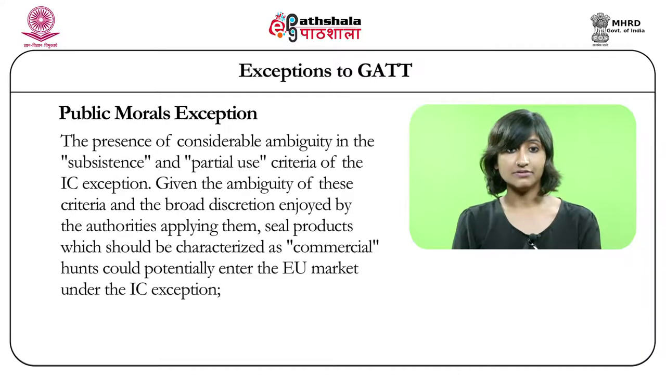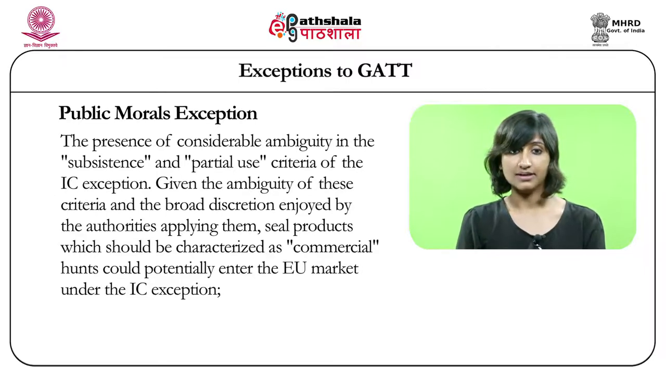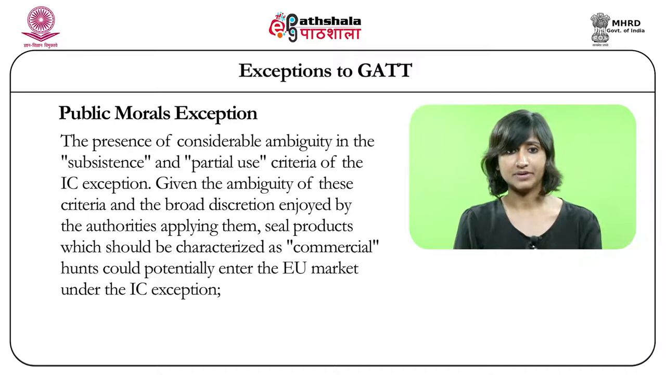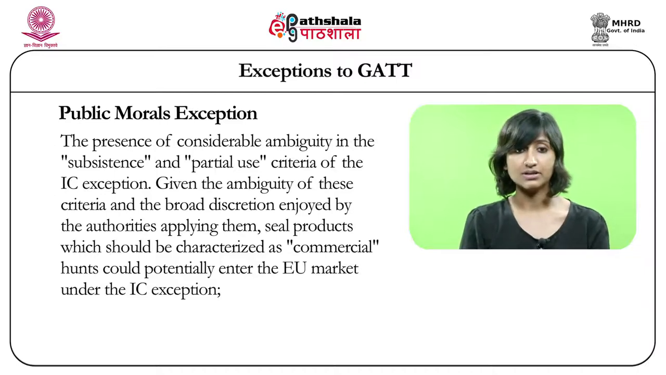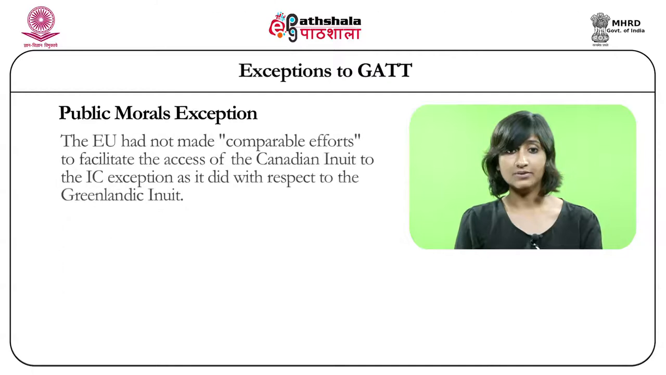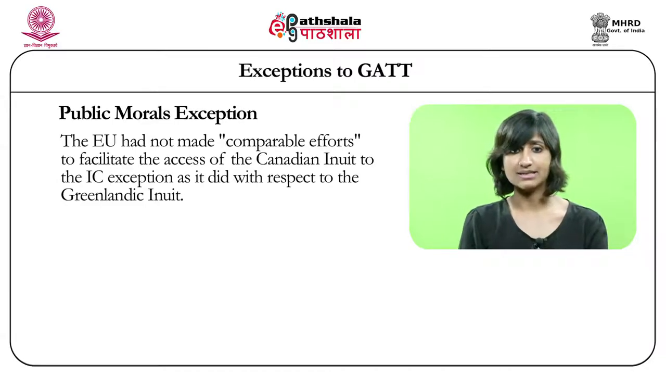Second, the presence of considerable ambiguity in the subsistence and partial use criteria of the IC exception. This was not acceptable due to the ambiguity of the criteria and the broad discretion enjoyed by the authorities in applying them. And seal products, which should be characterized as commercial hunts, could potentially enter the EU market under the IC exception. And third, that the EU had not made comparable efforts to facilitate the access of the Canadian Inuit hunts to the IC exception as it did with respect to the Greenlandic Inuit.